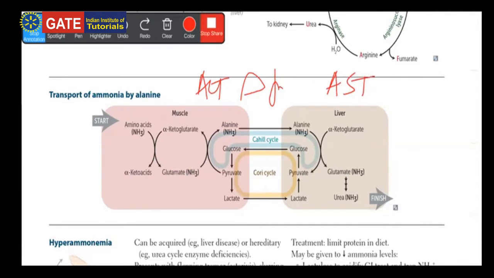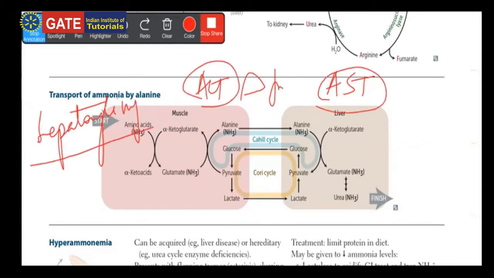Another transaminase is aspartate aminotransferase, which is actually measured in conjunction with your ALT. Whenever you have a hepatocyte injury, what will happen? These enzymes are going to be released, so you will have high levels of these enzymes. When you have high levels of these enzymes, that means we have liver damage.